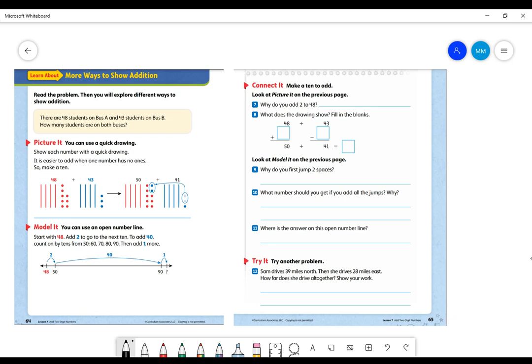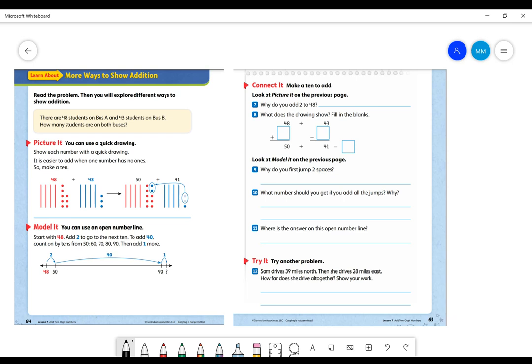It says read the problem, then you will explore different ways to show addition. So here is our word problem. There are 48 students on bus A and 43 students on bus B. How many students are on both buses? So as always, when I have a word or story problem, I read it twice so I know what it's asking me to figure out.